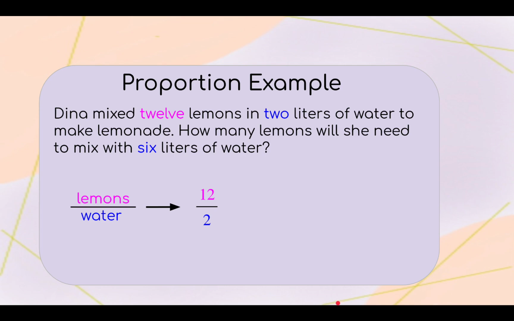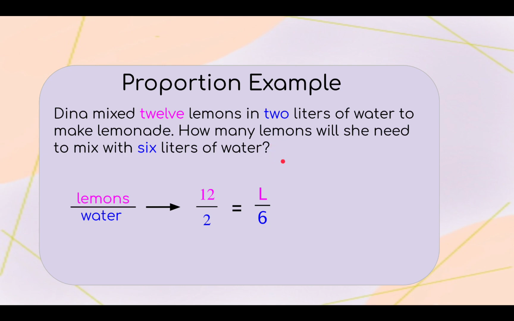Next thing, I want to make a proportional relationship, meaning that I need to find another fraction that would equal 12 divided by 2. Therefore, I am going to use L divided by 6. As you guys can see, I use the letter L as my variable. You guys can use any letter that you want, but I wanted to keep it simple. So I use L to stand for lemons.